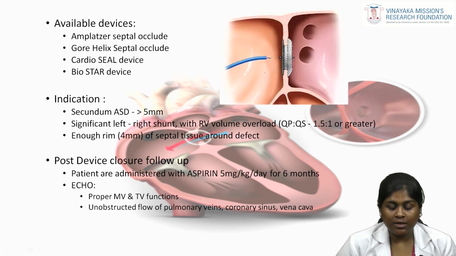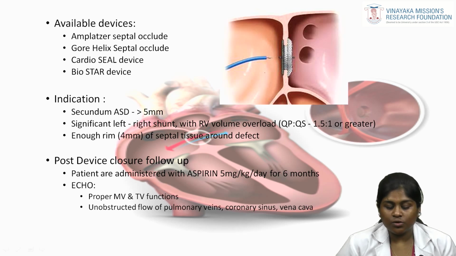There should be a significant left to right shunt with RV volume overload. Qp:Qs should be 1.5 to 1 or greater. Then there should be enough rim, as I have already told, that is 4 mm of septal tissue around the defect. Okay, so these are some of the indications for device closure.